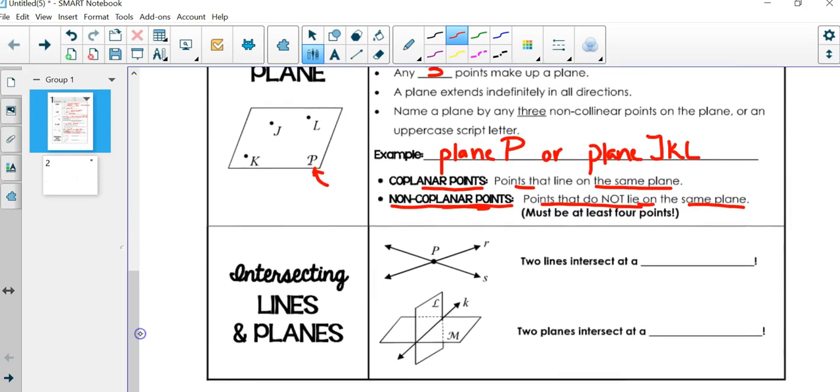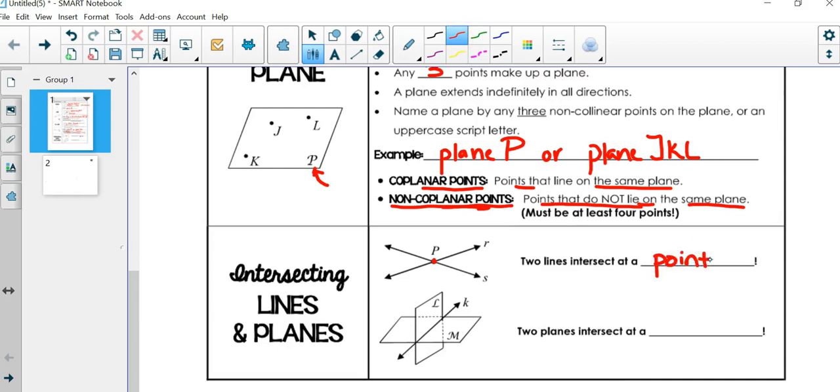Now let's look at this. Please look at your picture. 2 lines intersect at a what? So look at line R and line S. Where do they intersect? Intersect means touch. So where do my 2 lines R and S touch? Do they intersect at a point, line, or plane? Good. If you said point, awesome. 2 lines intersect at a point.